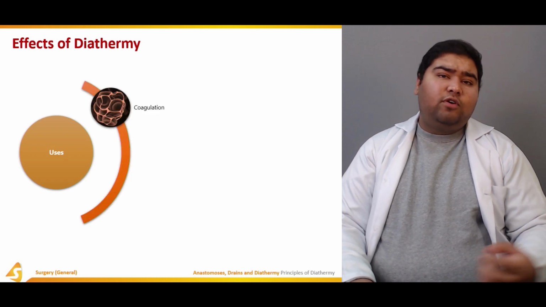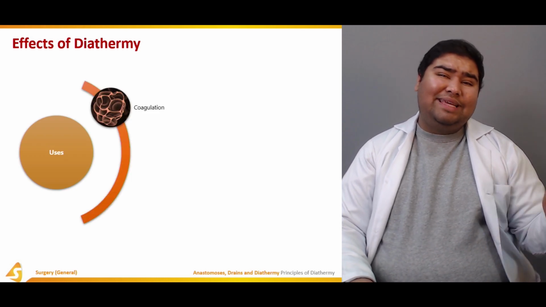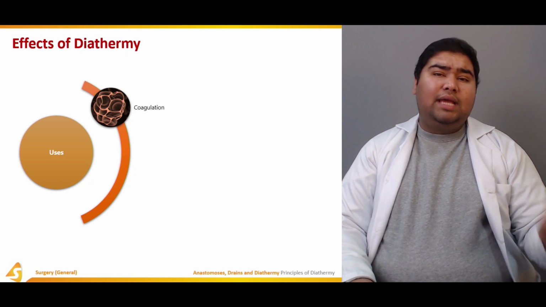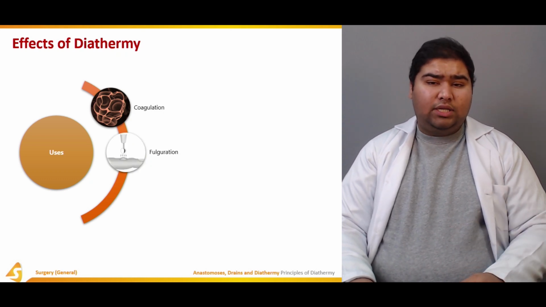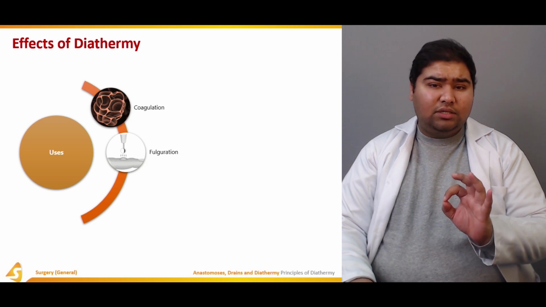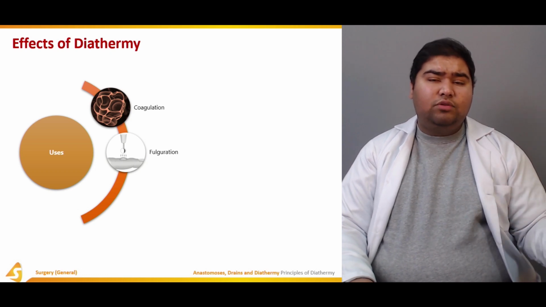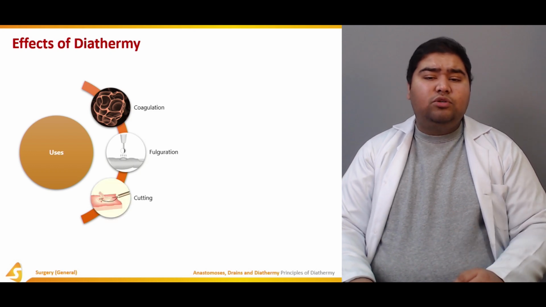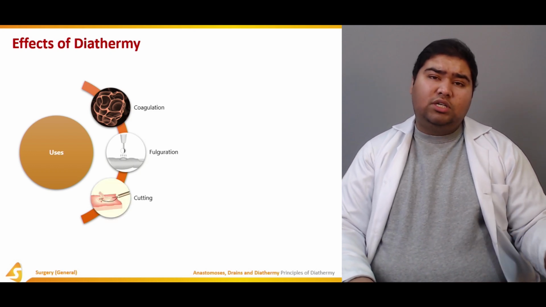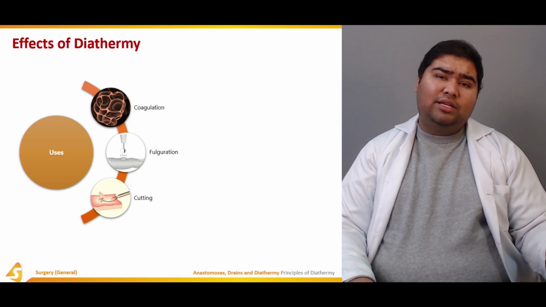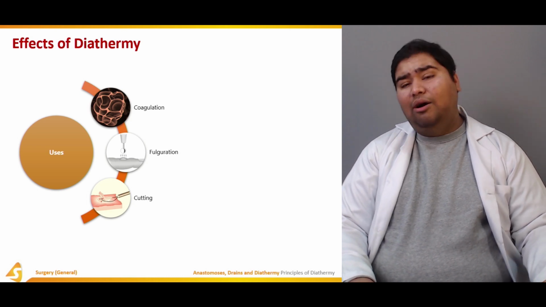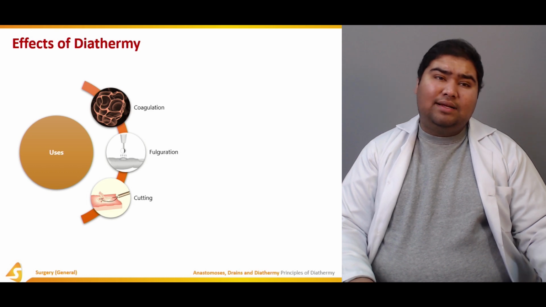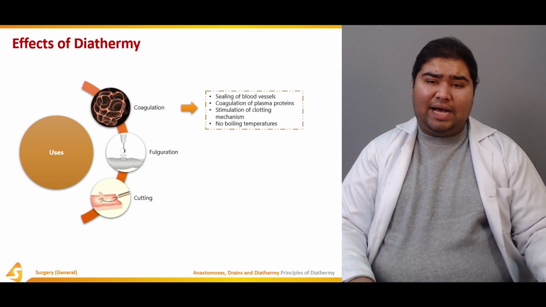So it is used for coagulation. So what does it do? It heats up the body, and heating up produces the coagulation. Now it is also used for fulguration. In fulguration, you produce the coagulation at a rapid pace. And finally, it is used for cutting. So the water is lost and destroyed, and the tissue is charred, and this is how it cuts. This is the cutting effect of the diathermy.